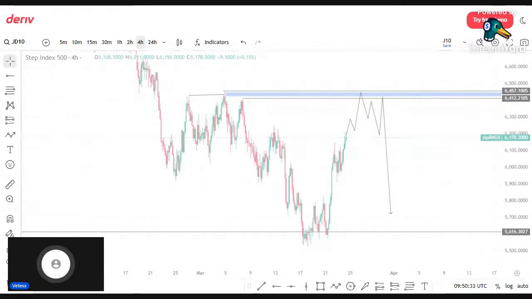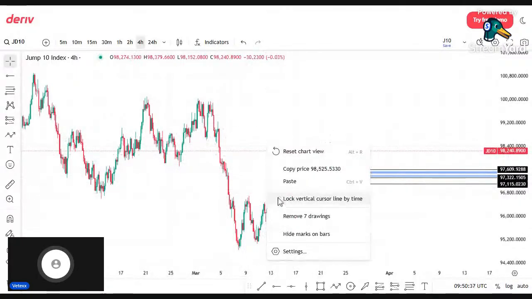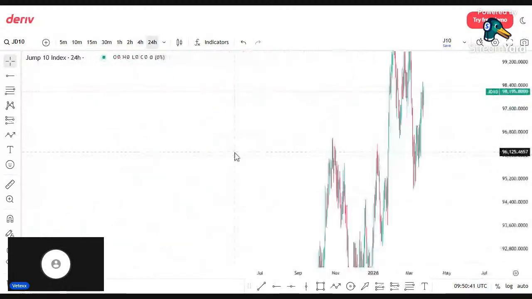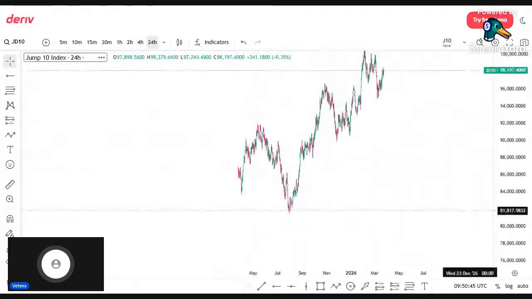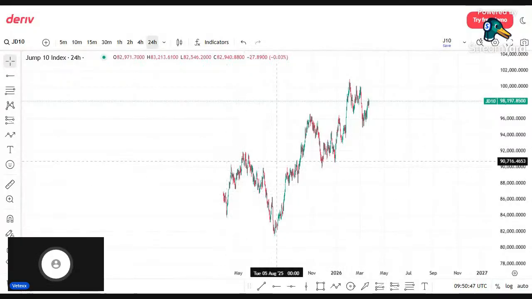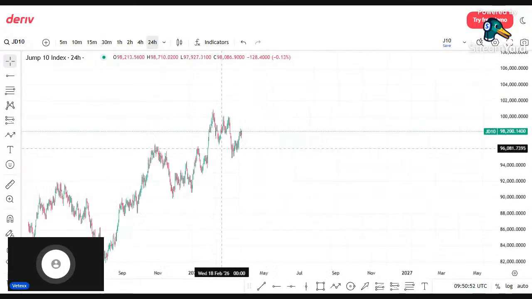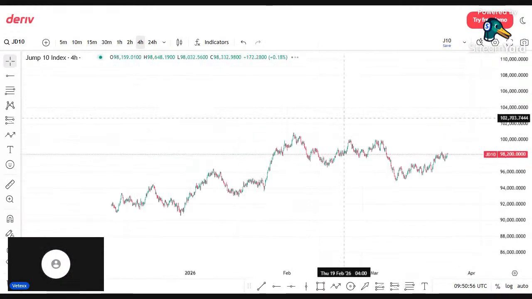Jump 10 is what? Jump 10 is bullish. If you go to the daily time frame, Jump 10 is bullish. But the historical data of this Jump 10 is not going to show here unless you use your MT5 or you use the weekly time frame on your MT5 before you see it. So on the 4-hour time frame, do we have any buy structure on Jump 10? Let's find out.